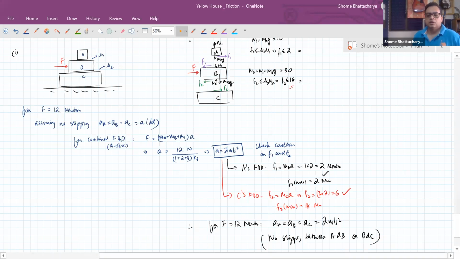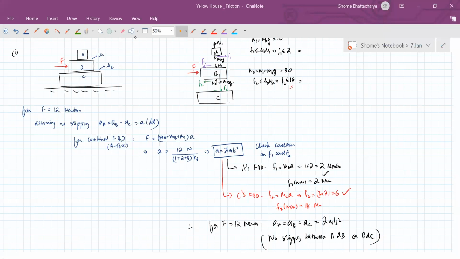Okay. So just take this down and apply the same approach now to the second part, where we are applying the force on block C. So second part, we are applying a force of 24 newtons on the block C instead of applying it on B.